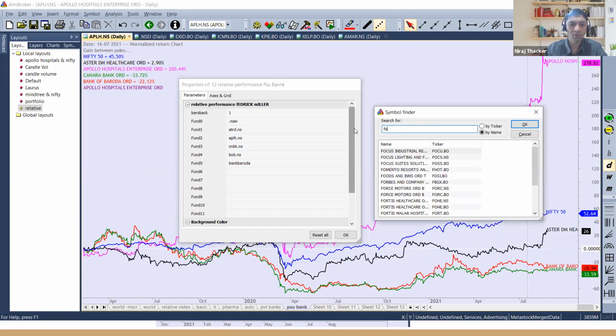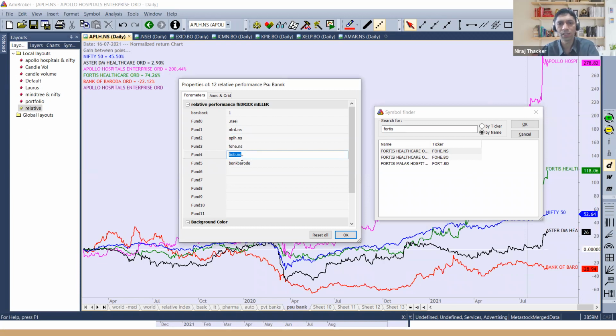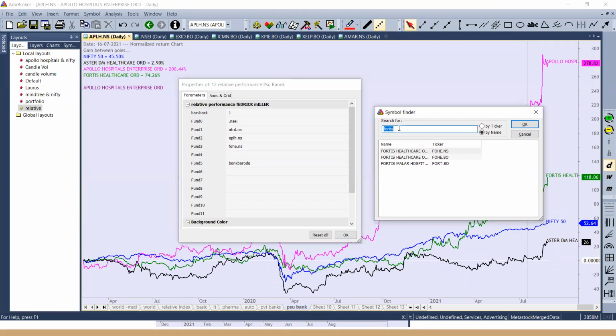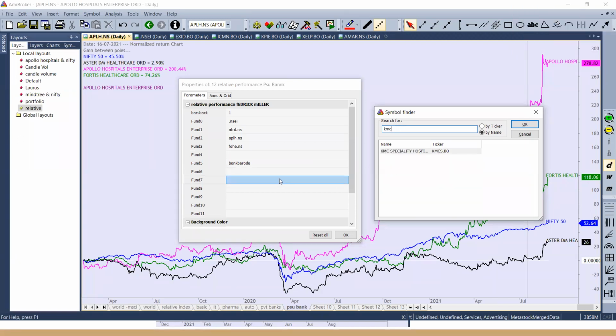Then Fortis. Fortis we are holding for almost 3-4 years, still holding, but we got in at a very low level. So these are basically the top 3 hospitals, correct? Anyone who wants me to add any other hospital, you can tell me, I'll add it now. Actually, now KMC hospital has also started, Kaveri Hospital. KMC specialty, KMCS. And Narayana Hrudayalaya. Please add Wockhardt as well.